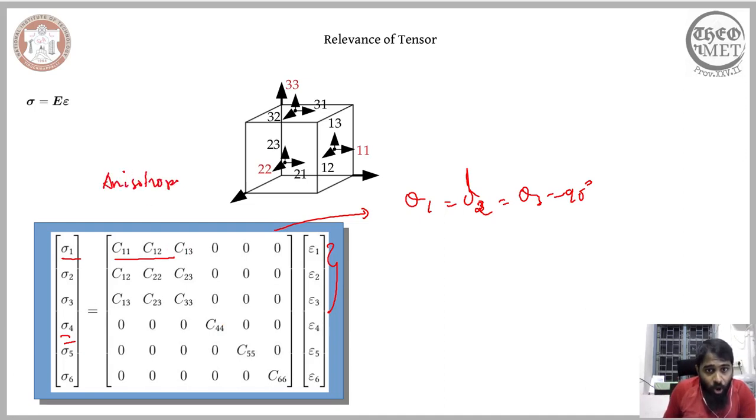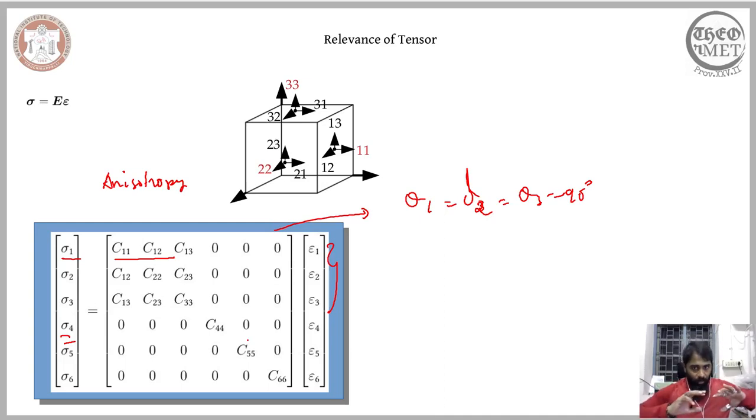So the more non-identical entries we have, it's no longer about zeros and non-zeros. Now it's about how different each of these entries are. The more non-identical entries you have, it means you are going to observe different effects in different directions. So more anisotropic is your system.